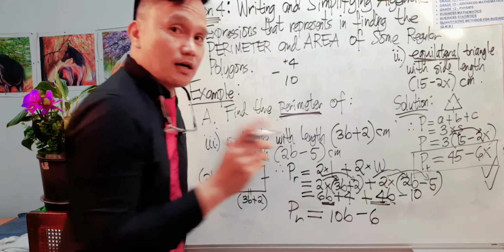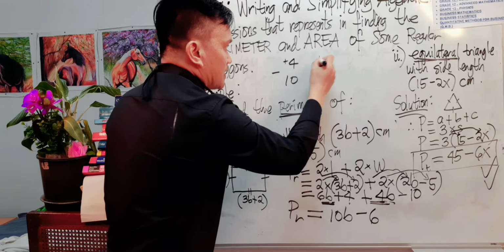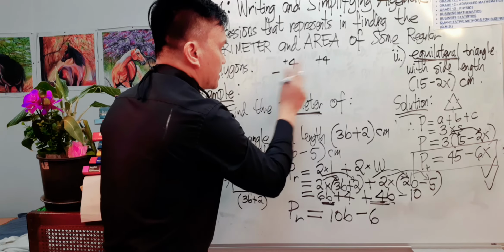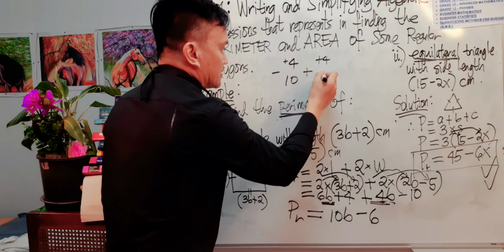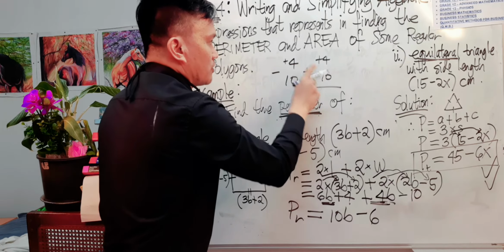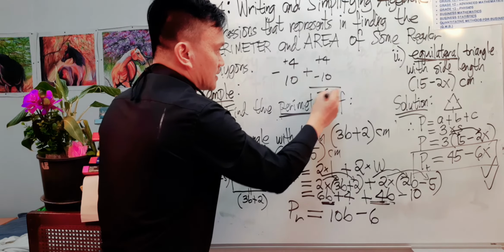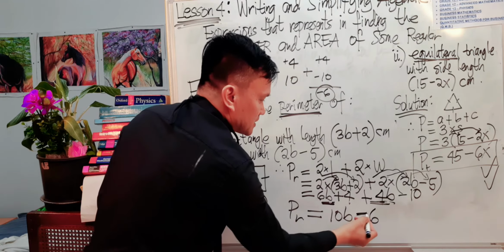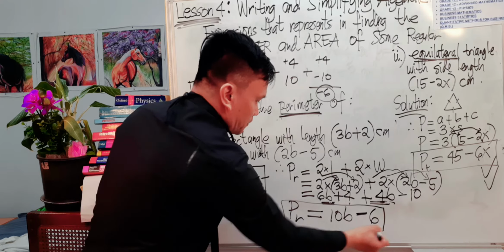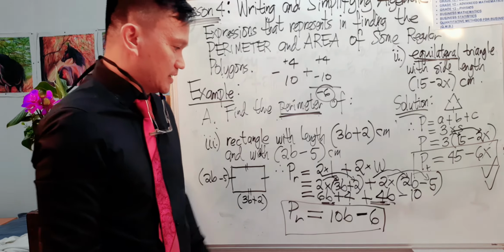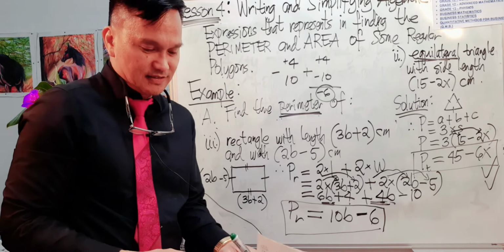So the rule of subtracting integers or directed numbers: remain the positive 4, this one becomes plus sign, and this one, positive 10, will become minus 10. So now you will be adding positive 4 plus negative 10 equals negative 6. That's why our answer here is negative 6. So the final answer now for the perimeter of the rectangle is 10b minus 6. You get it now?